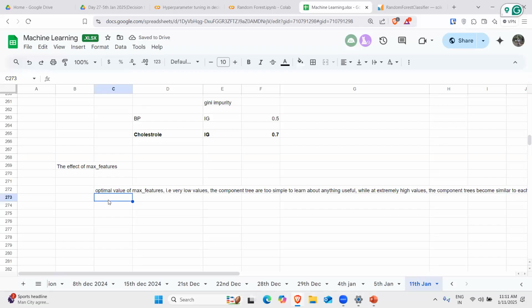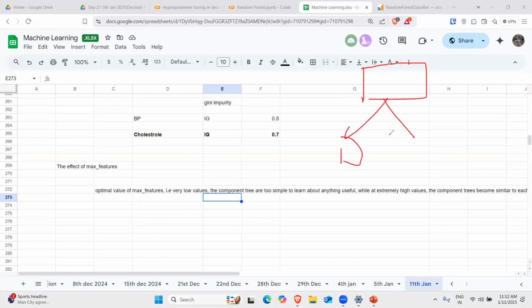That is, if the value is too low, it says that the component trees are too simple. Let's say maximum features in your decision tree is 3. So only 3 features will be there. That's all. It will be very simple. And if the value is extremely high, it becomes a little bit complex, right? So that's what the idea is.